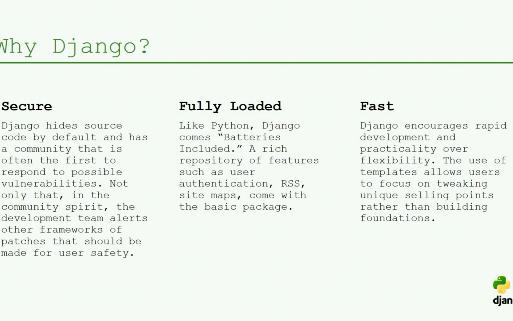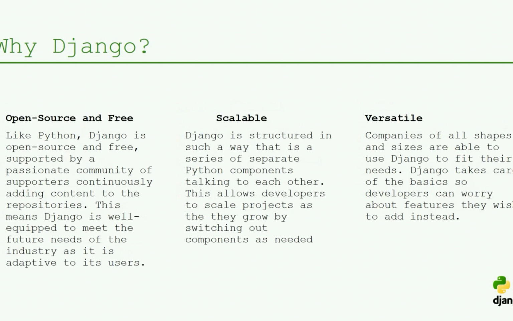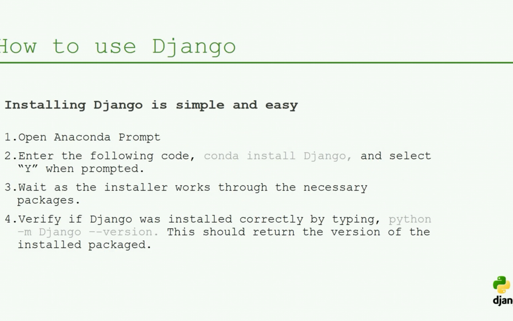It has a batteries-included approach, just like Python, that comes with a rich repository of features such as user authentication, RSS, and sitemaps. And while it does take some time to set up in the beginning, I'm sure you'll find as we go on that it's highly scalable, it's versatile, and of course, it's open source and free. Now, we're going to go quickly into how to install Django.